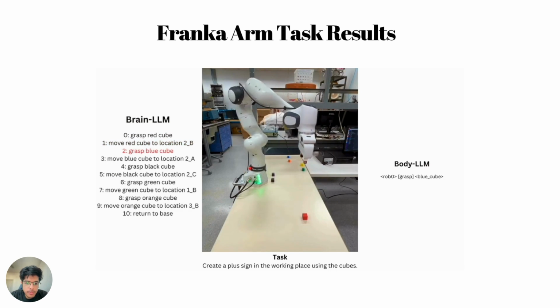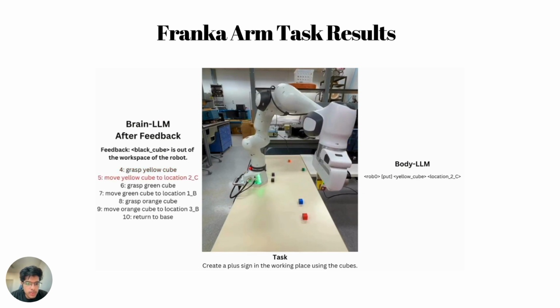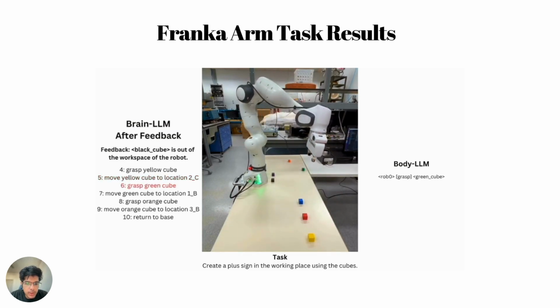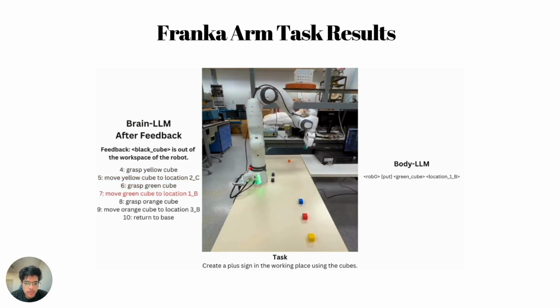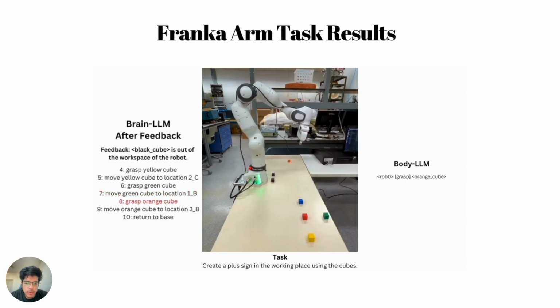Now this is the example where they had employed a feedback loop. So now, without going to the black block, it went directly to the yellow cube, and it continued executing the tasks also.